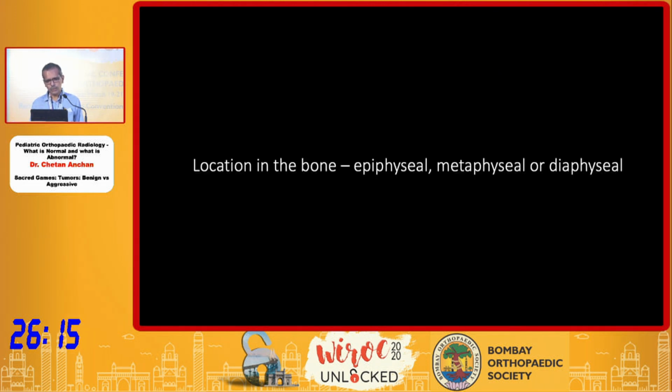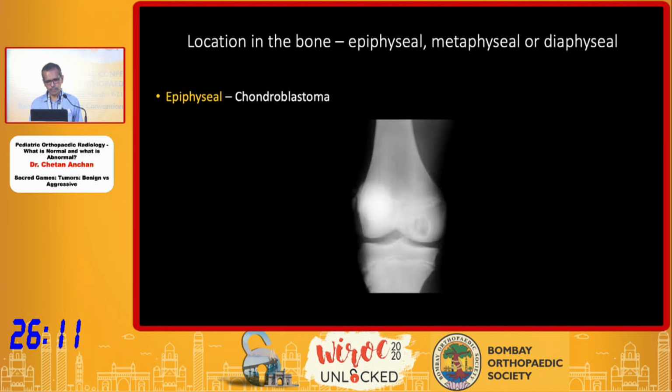Now, within the bone you should see whether this lesion is epiphyseal, metaphyseal or diaphyseal. For example, chondroblastoma is typically an epiphyseal lesion. So if you see a lytic lesion in the epiphysis in a symptomatic child, chondroblastoma should be one of your most important differentials.